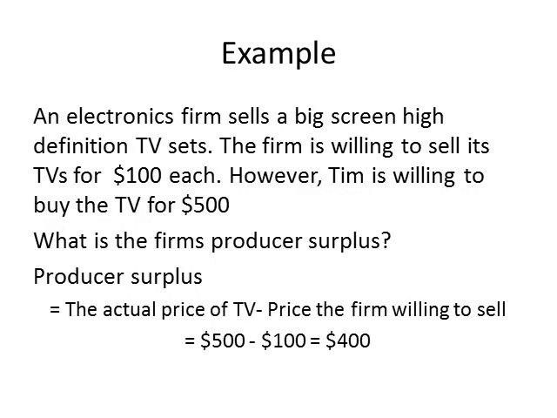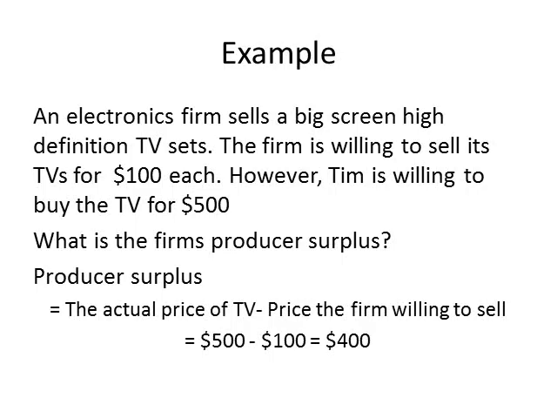Let's look at an example. An electronics firm sells big screen television sets. The firm is willing to sell its TVs for $100 apiece. However, the market price for the TVs is $500. What is the firm's producer surplus? The producer surplus is equal to the actual price of the TV minus the price that the firm was willing to sell it for. In our case, the actual price of the sale was $500 and the firm was willing to sell it for $100, giving a producer surplus of $400.